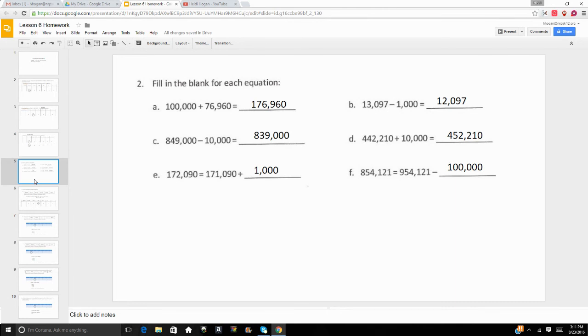And for these problems, you can actually rewrite the problems vertically underneath or try to do them in your head. So if you have 76,960 and you're adding 100,000, you just add that 100,000. If you're taking away 10,000, you know you're only changing the 10,000s place, which is 4. We're taking 1 away, which would make it 3.